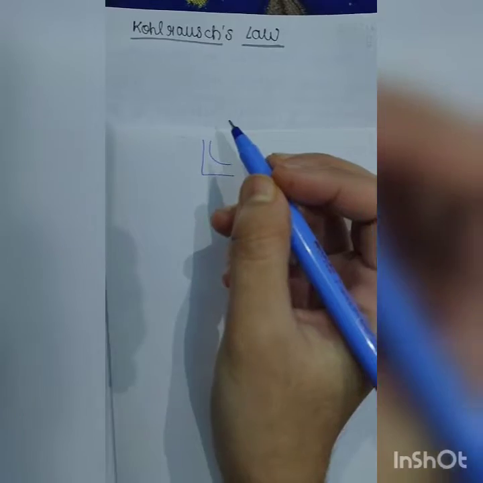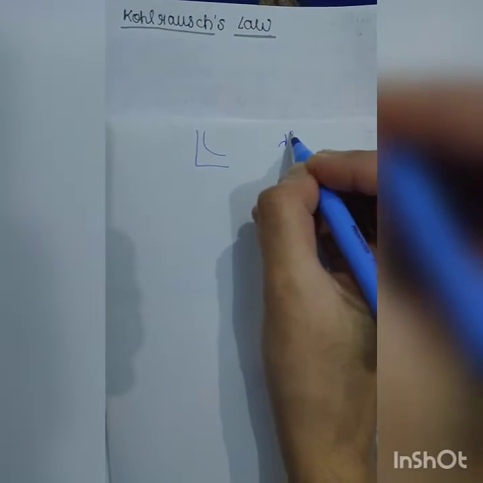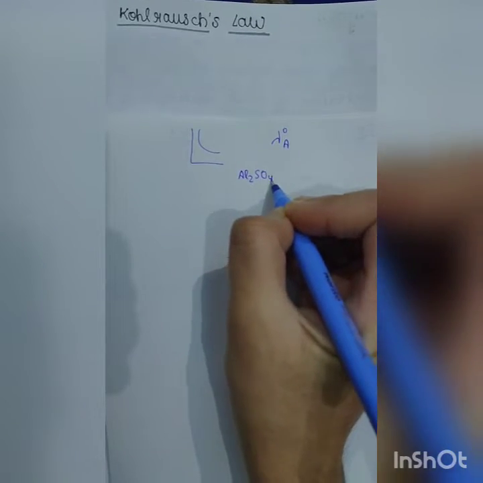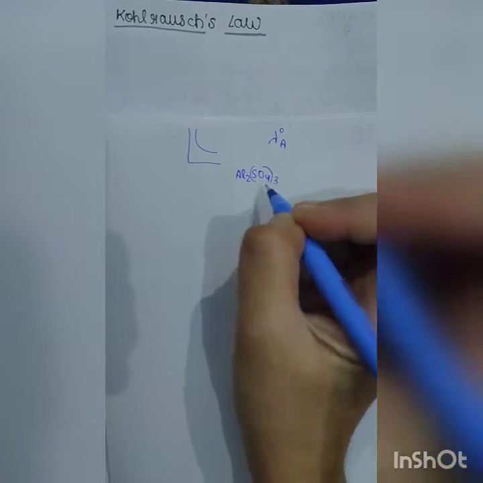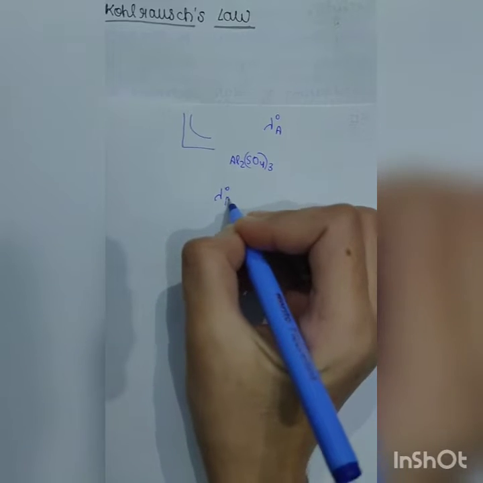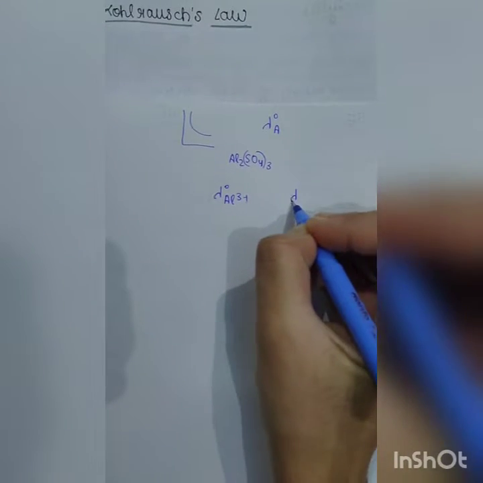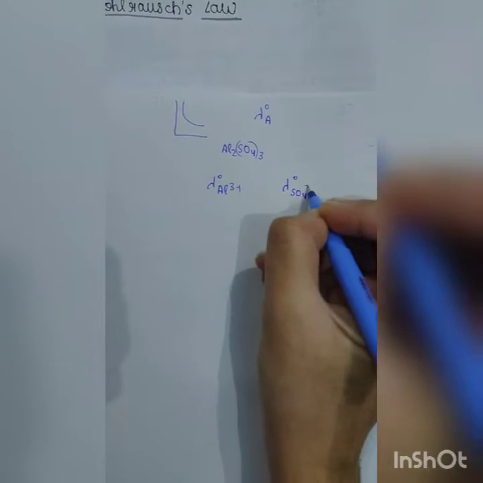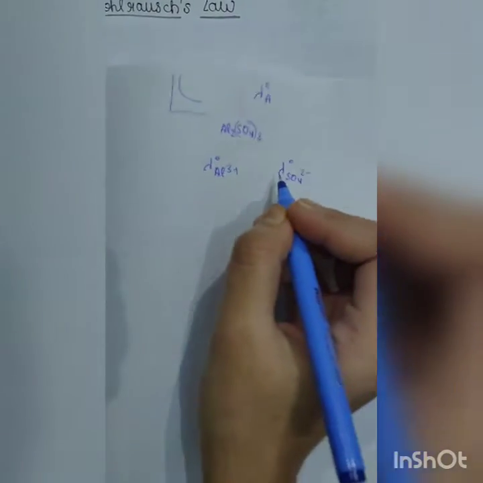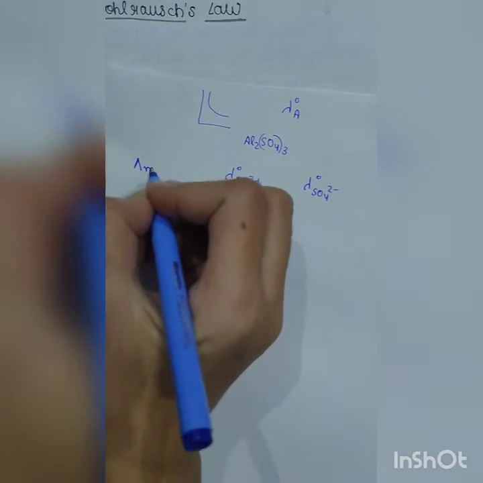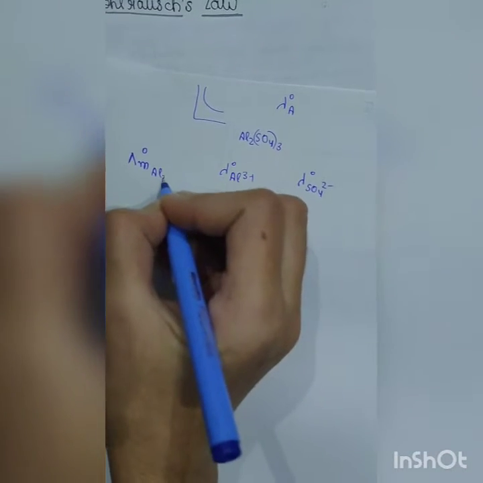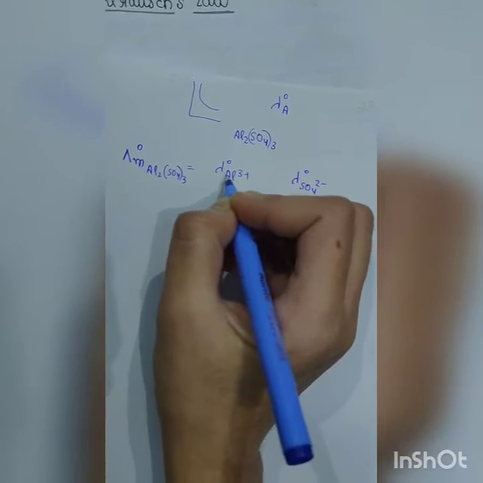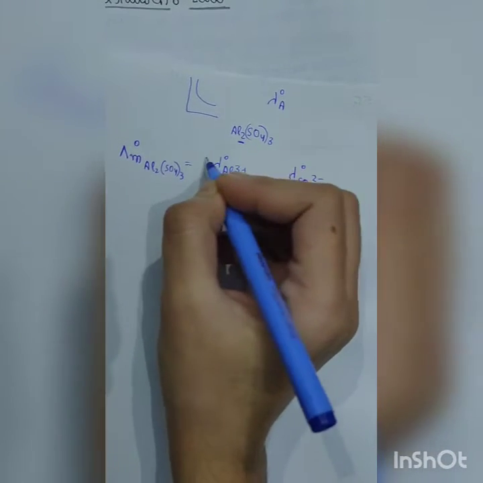So Kohlrausch observed कि जो ions होते हैं, ion की conductivity are independent of one another. For example, if we are considering aluminium sulfate Al2(SO4)3, so यहाँ पे जो ionic conductivity होगी aluminium की, that will be independent of the limiting ionic conductivity of sulfate ions. These both are independent of one another, and the molar conductivity at infinite dilution of the whole electrolyte aluminium sulfate, this will be equal to limiting ionic conductivity of aluminium multiplied by number of ions.